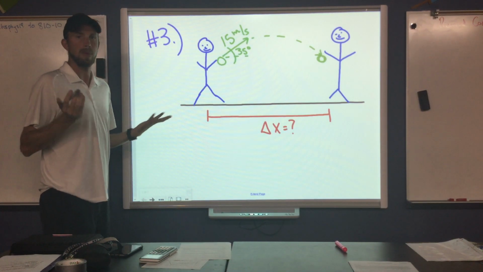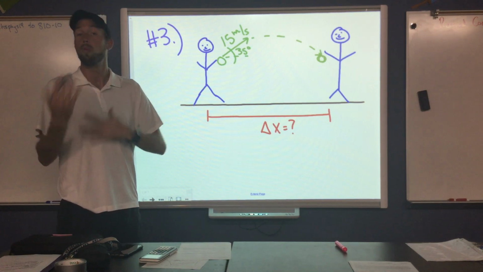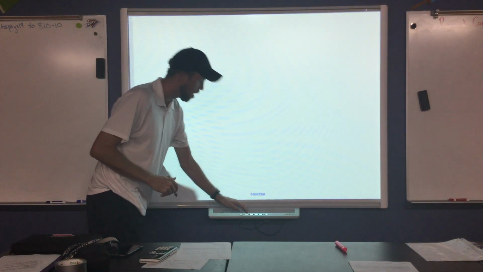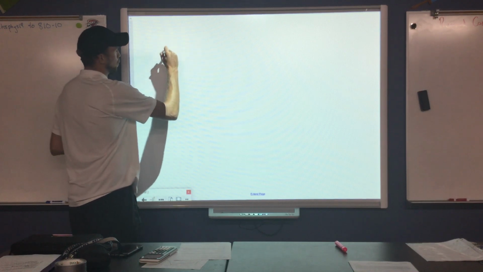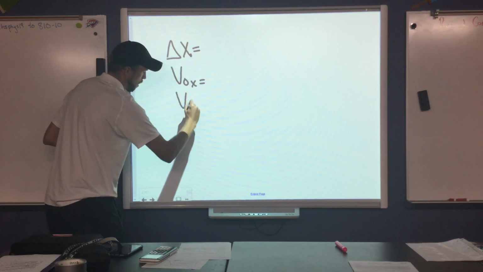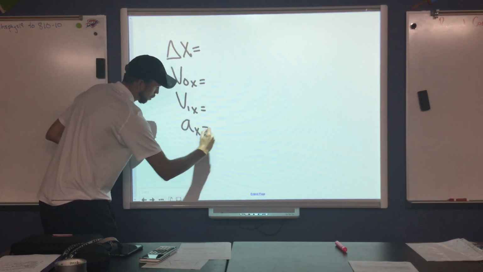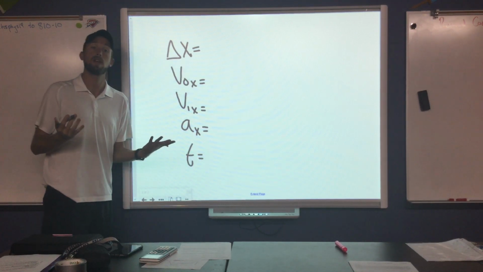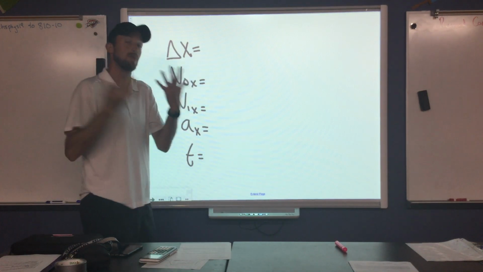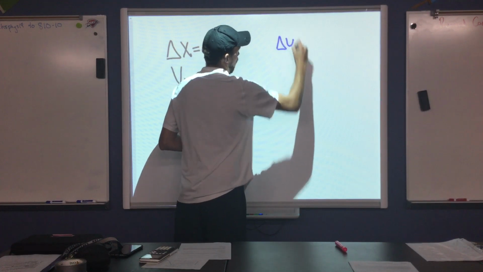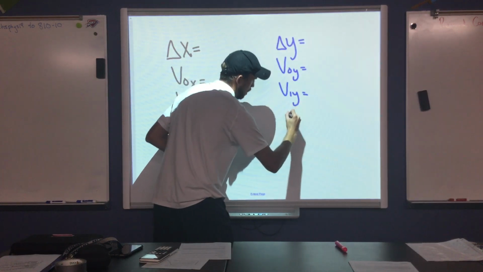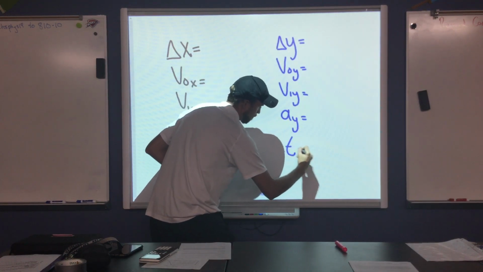So in order to set up and solve our problem, we first need to take into account what we know and what we don't know. So I'm going to come to a new page and just list out the variables that we've been dealing with for kinematics and projectile motion. So delta x, initial velocity in the x direction, final velocity in the x direction, acceleration and time. And because we have an object that's moving in more than one direction, we also want to list out our variables in the y direction to keep track of what's going on here. So delta y, initial velocity in the y, final velocity in the y, acceleration in the y, and time.